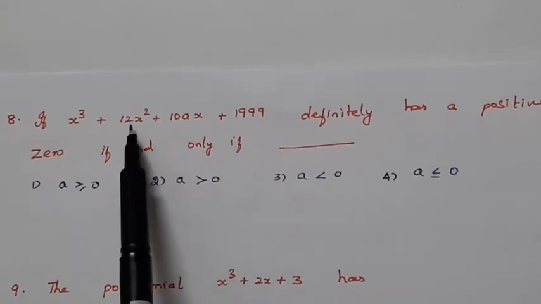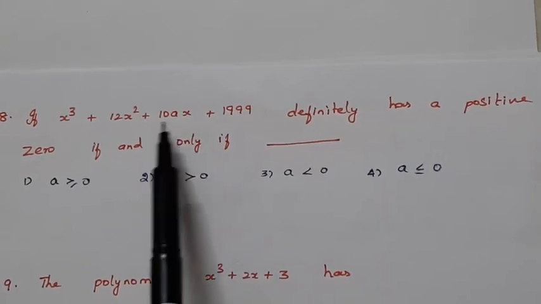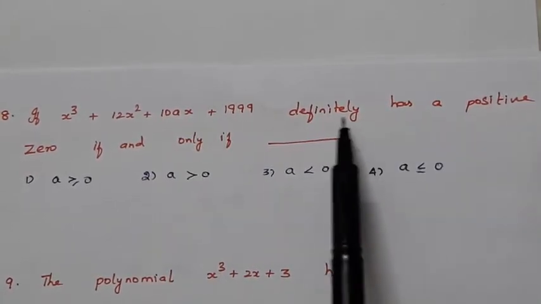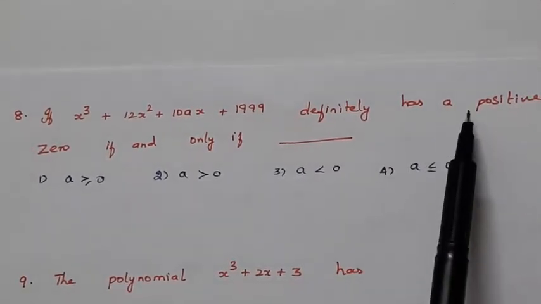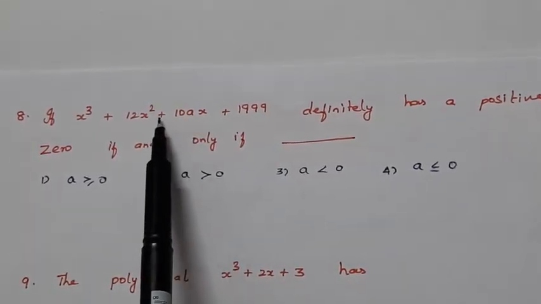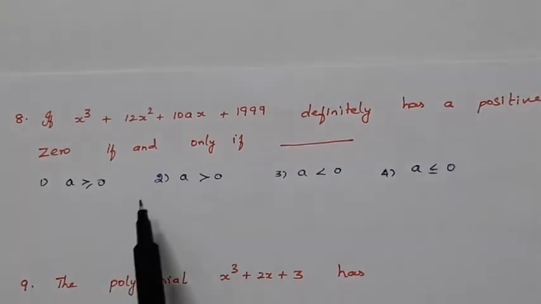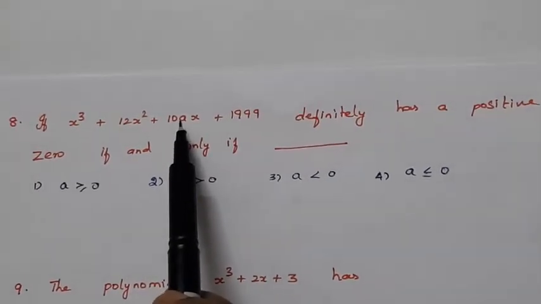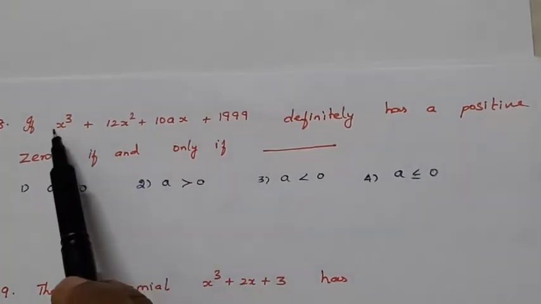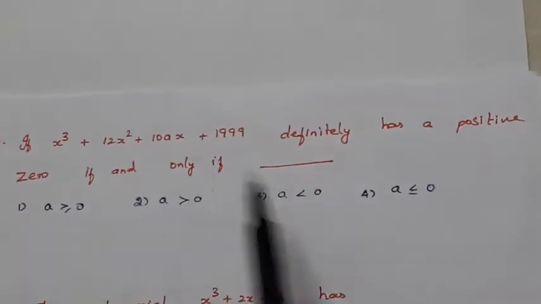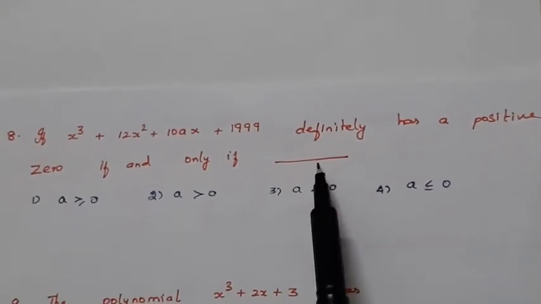If a is positive, there won't be any sign change. That means this polynomial will not have a positive zero. But the question says it definitely has at least one positive zero. That means a should not have a plus sign, so a greater than or equal to 0 or a greater than 0 doesn't suit this. When a is equal to 0, this term will not be present, and again the three terms will have the same positive sign. Therefore, this also does not suit, and this condition also does not hold good.